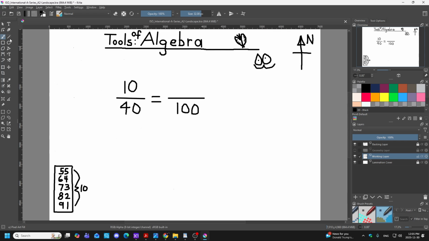We could easily do this on a calculator to figure it out. We know that, right? We could go 10 divided by 40. Oh, we could also see it visually. Look at that. Let me show you some easy canceling. You could do this with zeros as well. So we're reducing, right?